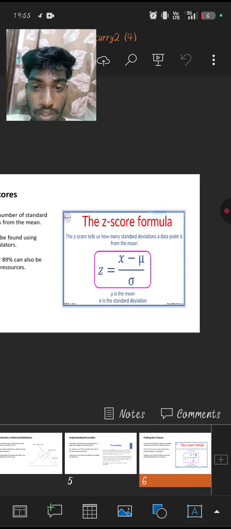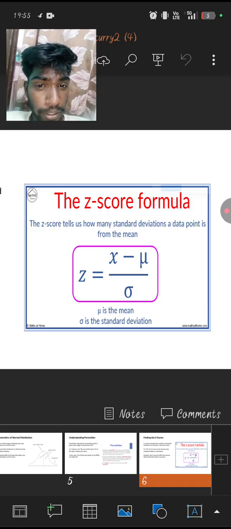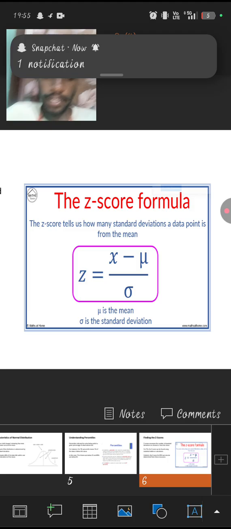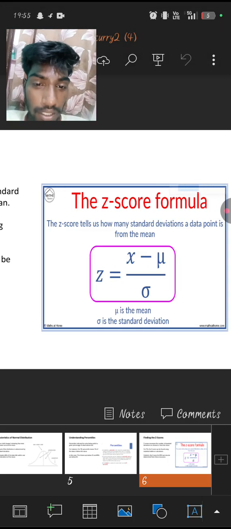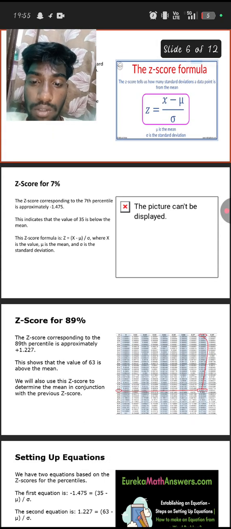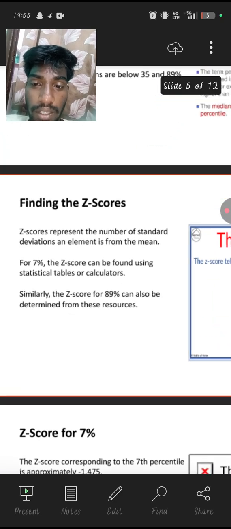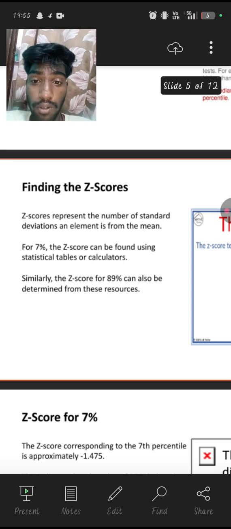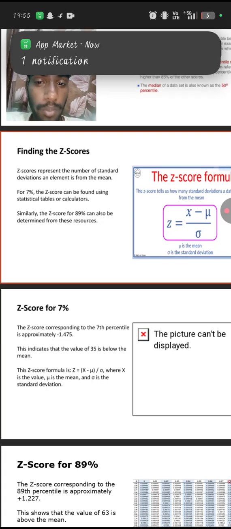Z-scores. The Z-score tells us how many standard deviations a data point is from the mean. Z is equal to x minus mu divided by sigma, where x is the observation, mu is the mean, and sigma is the standard deviation. The Z-score represents the number of standard deviations an element is from the mean. For 7%, the Z-score can be found using a statistical table or calculators. Similarly, the Z-score for 89% can also be determined from these resources.